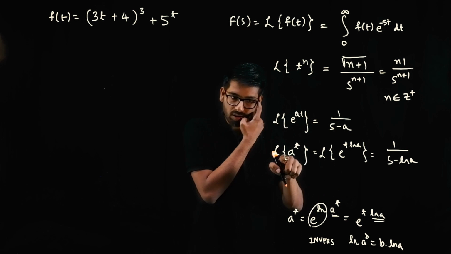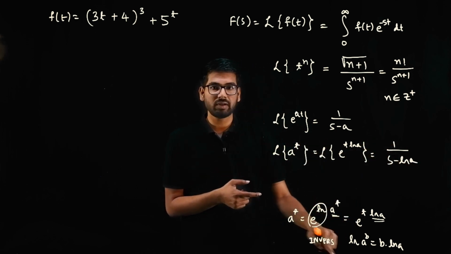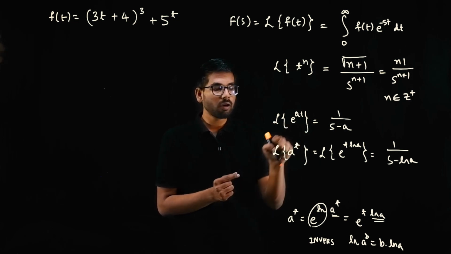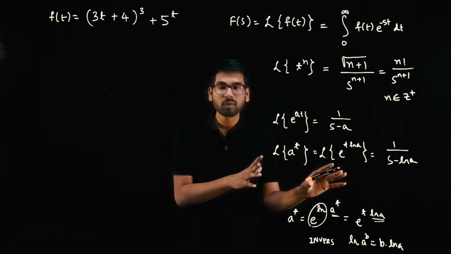So you can remember the Laplace transform of a power t as 1 over s minus log of a, or you can do this every time and just remember the Laplace transform of the exponential function e power at is 1 by s minus a. You need to make use of these to solve this.